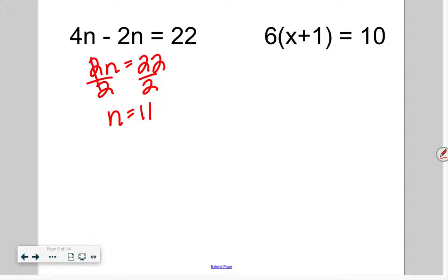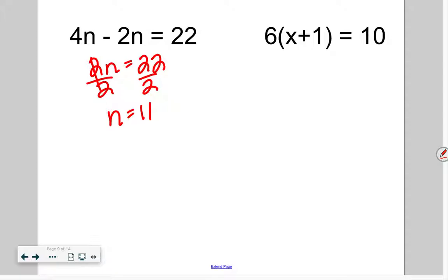So if I had to justify each step here, the first thing we would have done was combine like terms. For justification of our steps, division property of equality, and then divide.